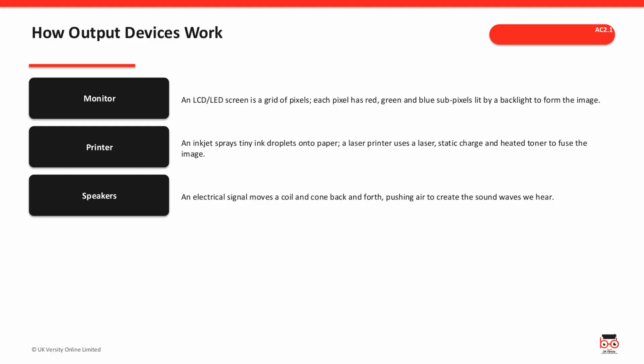Now for the 3 output devices. A monitor is a huge grid of pixels, each made of red, green, and blue subpixels lit from behind, and together they build the image you see. A printer either sprays microscopic ink droplets onto paper, in the case of an inkjet, or uses a laser, static charge, and heated toner to fuse the image in a laser printer. And a speaker takes an electrical signal and pushes a cone back and forth, shoving the air to create the sound waves your ears pick up.